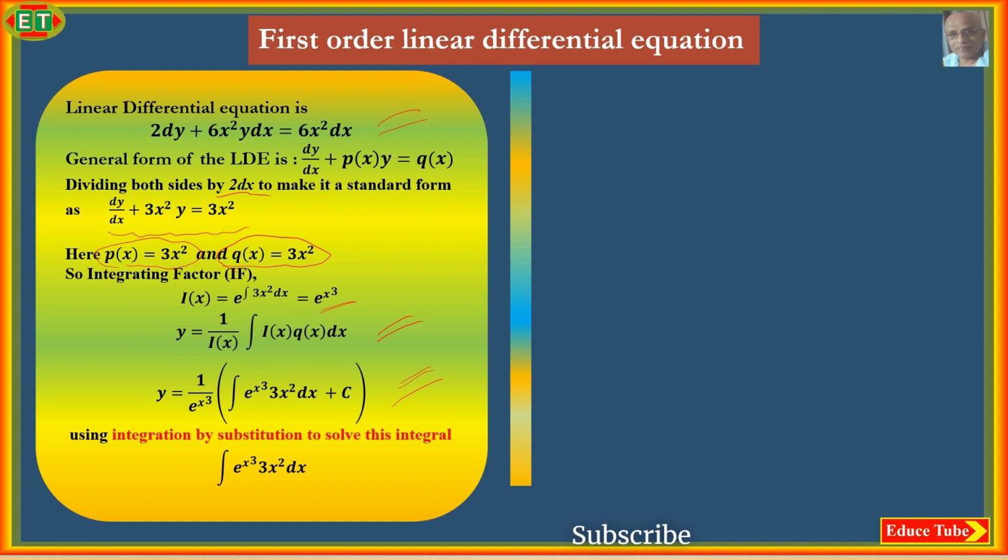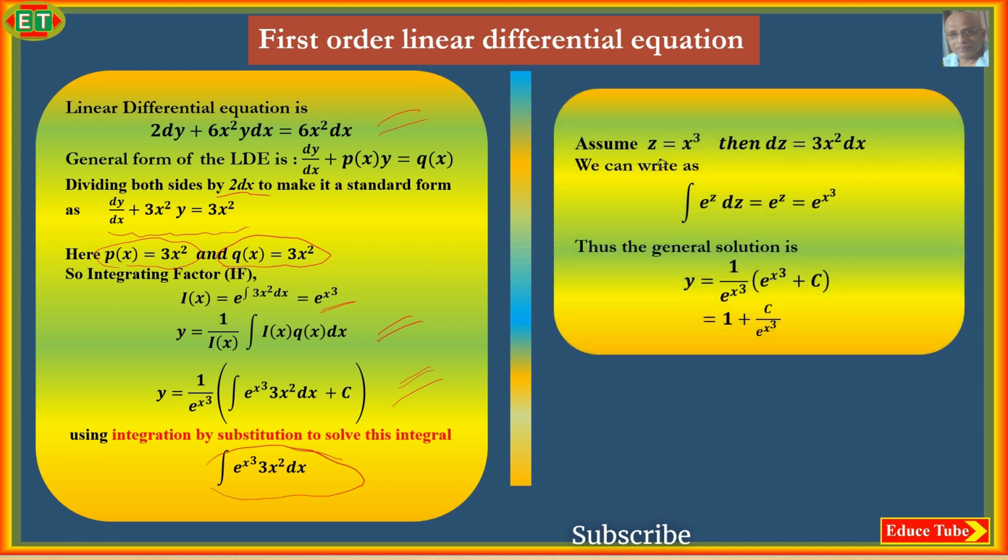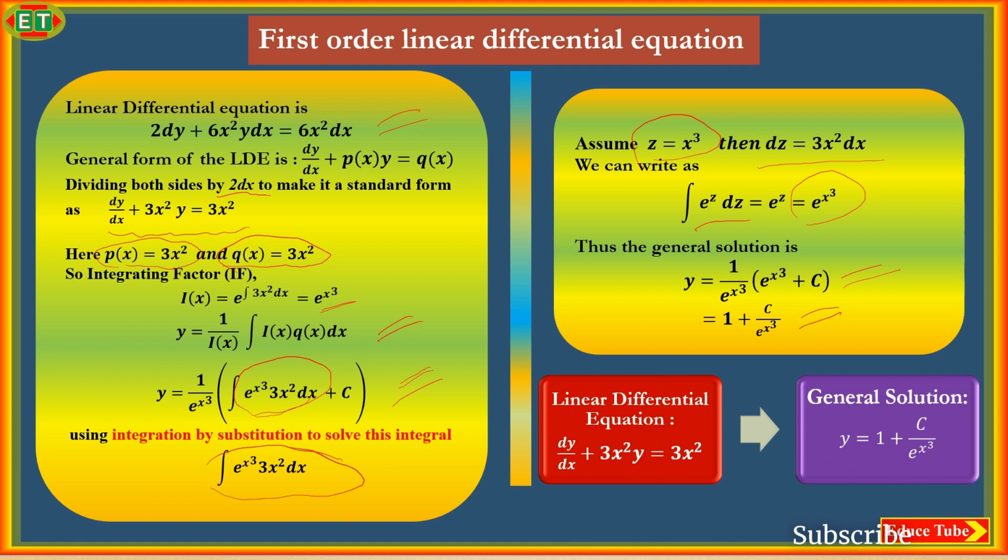Now we have to apply integration by substitution to solve this integral. We have to assume z equal to x³, then we get dz equal to 3x² dx. Substituting the value, we get at the end our result is e to the power x³. This value to be kept here. Then we get this general solution. With more simplification, it comes like this. So we can say for our linear differential equation, our general solution is y equal to 1 plus c divided by e to the power x³.